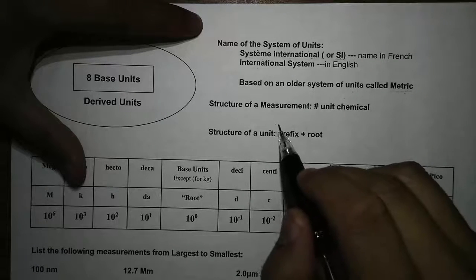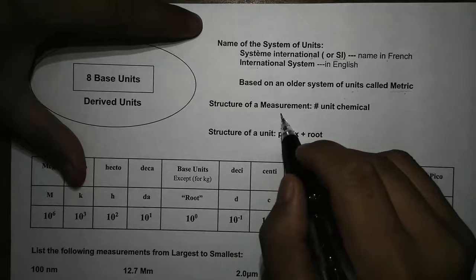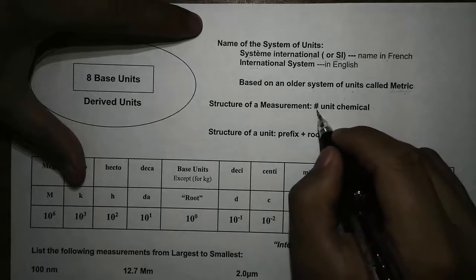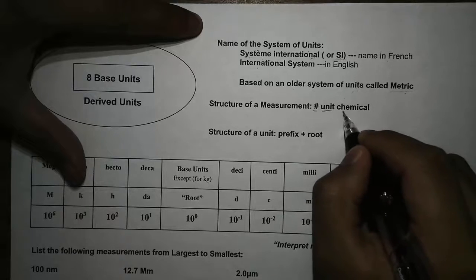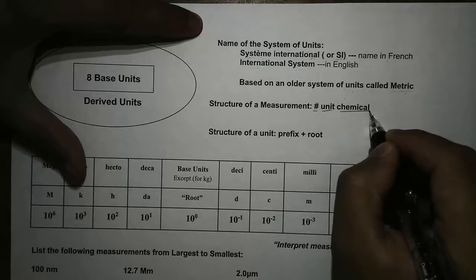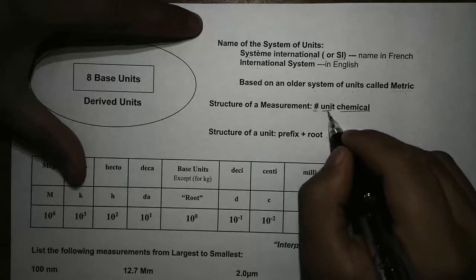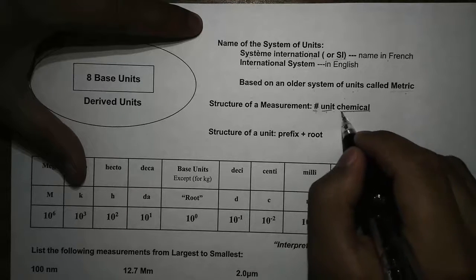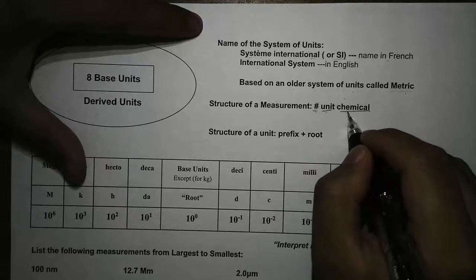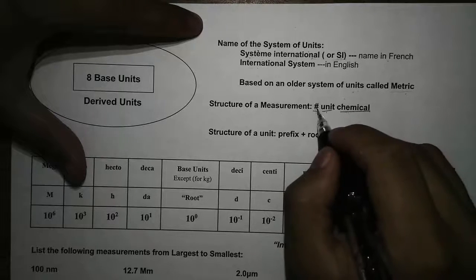We also learned about the structure of a measurement. That is, a measurement will always include a number, a unit, and in chemistry a chemical, or the substance that's being measured. Each part of the measurement adds value to the entire measurement. That is, if we change any of the parts, it would change the value of the whole measurement.